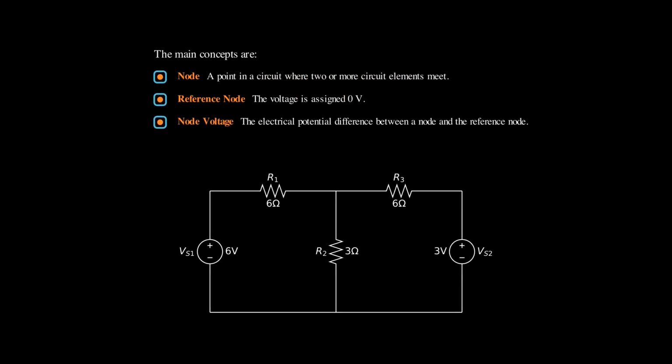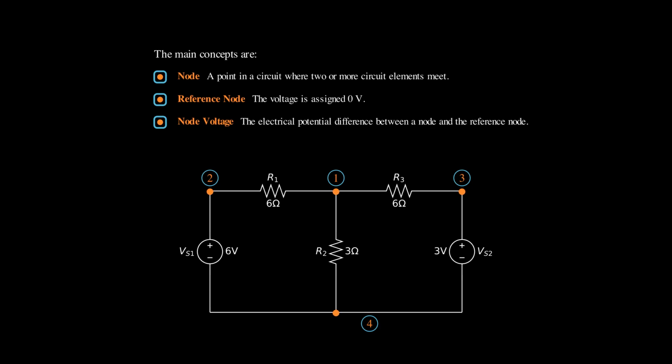For example, in the following circuit, Node 1 is the point where the resistors 1 and 3 meet. Node 2 is the point where the voltage source 1 and resistor 1 meet. Similarly, the circuit has Node 3 and Node 4.